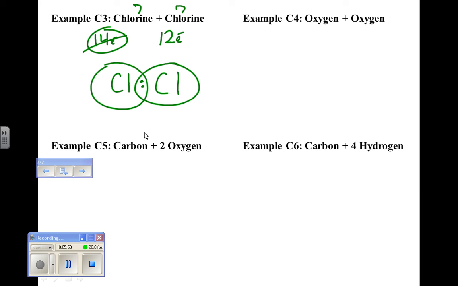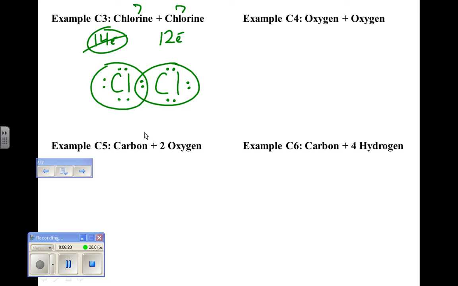How many on each side? 6 and 6. Kind of what I was listening for. 2, 4, 6, 2, 4, 6. Now they both have how many? 8, and they are both happy now. They are complete. They have their complete outer shells.